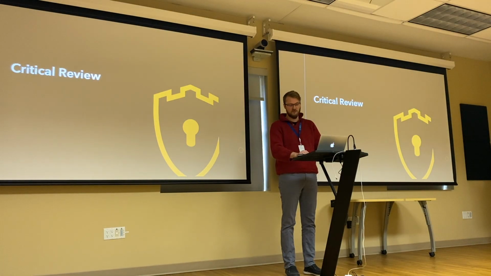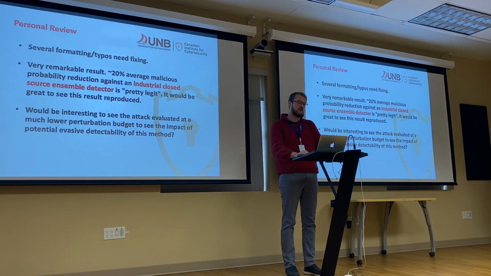So that's the conclusion. Critical review, I'm going to skip, and personal review. I would again stress that the 20% reduction against industrial closed-source ensemble detectors is very good. That's not something I think I could just easily go and achieve. Some small things in the paper were some formatting and typos that I saw that need fixing. And also, it'd be interesting to see an attack evaluated at a much lower perturbation budget, the part of that graph where they're all going up earlier, just to see the impact of whether you could actually evade someone trying to detect you evading, if that makes sense.